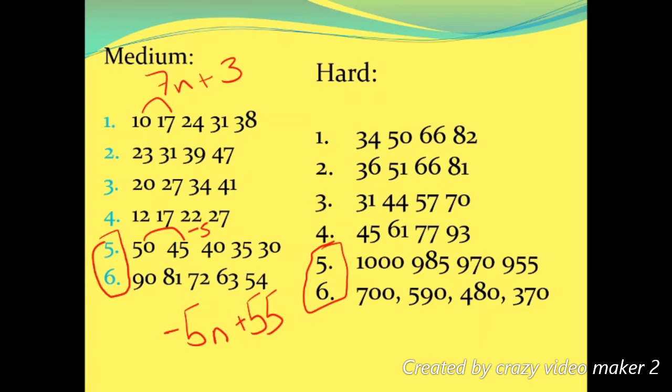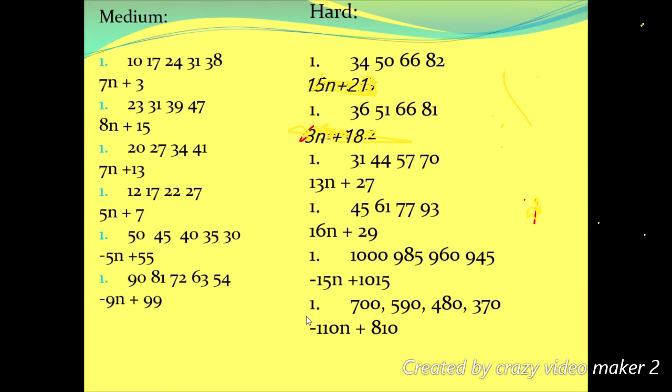So the same with number 6. If you look at it, that's going down by 9, so it's minus 9n. And then you have to add 99, because minus 9 plus 99 is 90. So here's your answers. Let's hope that they are all correct. Let's move on.